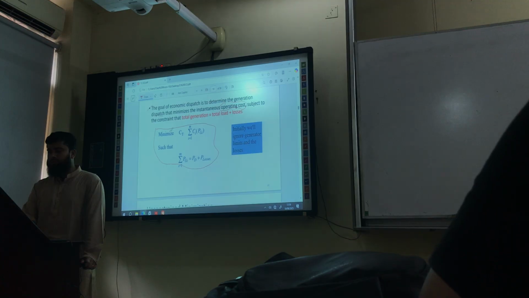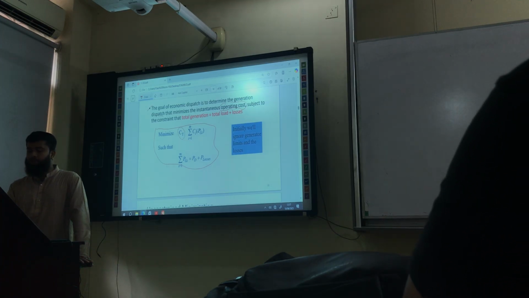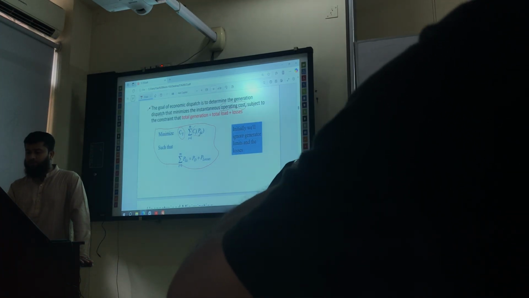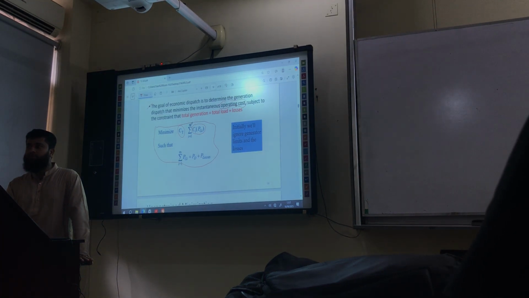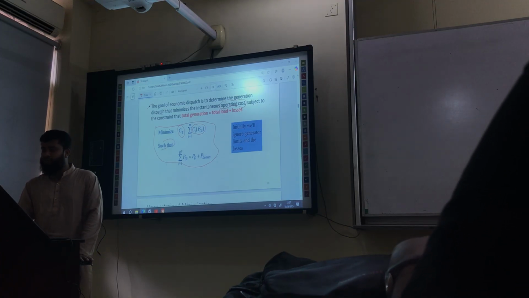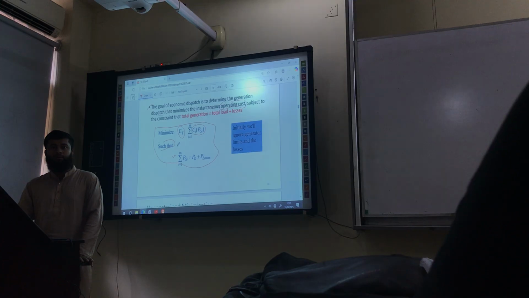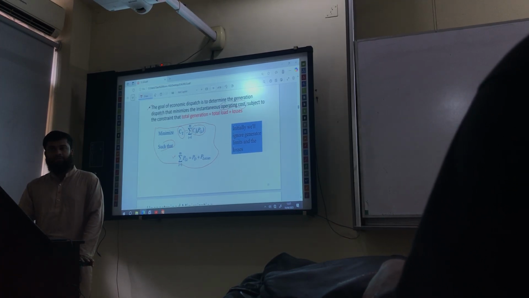That's why, what will be the objective function? It will be the summation of fuel cost, that is the total fuel cost CT. It will be the summation of all fuel costs, where i goes from 1 to n. N means the number of available generators in our hand. And such that, so there will be an equal sign. CT equals this.